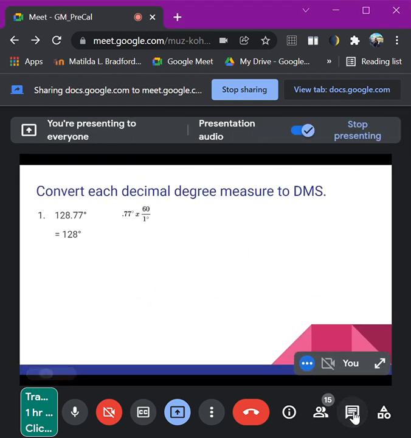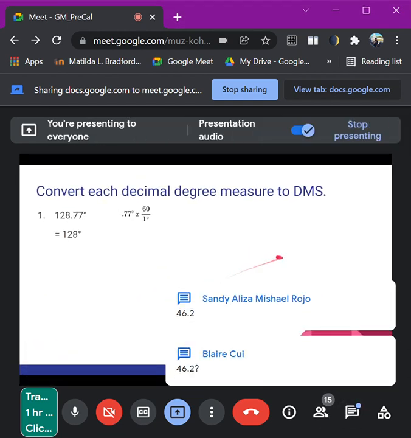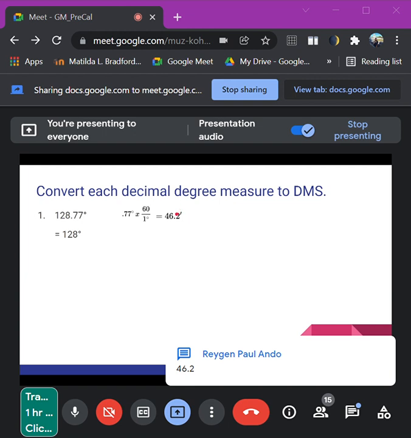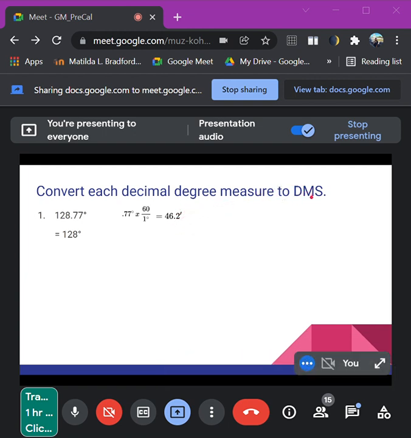Okay. How much? 0.77. Okay, that is 46.2. So that 46.2, the whole number is already your minutes. So you can already write it there. So you have there 128 degrees and then 46.2 minutes.